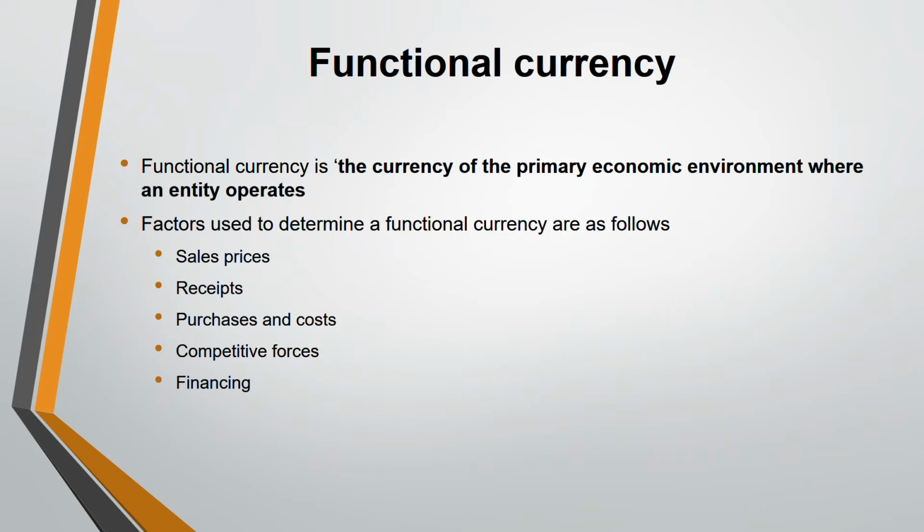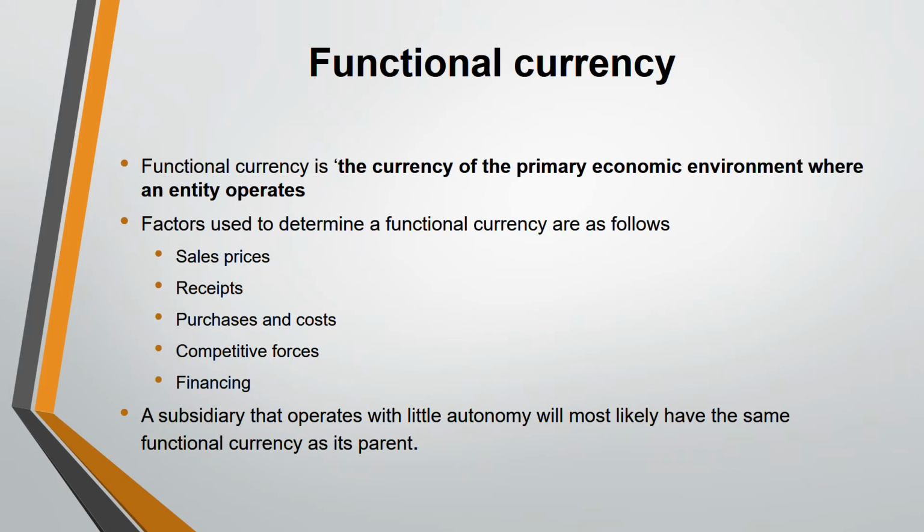A subsidiary that operates with little autonomy will most likely have the same functional currency as its parent. What does it mean? If the subsidiary does not have the freedom, and is not independent from the parent to run on its own, whatever functional currency the parent is applying, the same will be applied to the subsidiary. In that case, you don't have to look at these factors because they don't have autonomy. But if they do have autonomy, then you have to see the factors listed above.